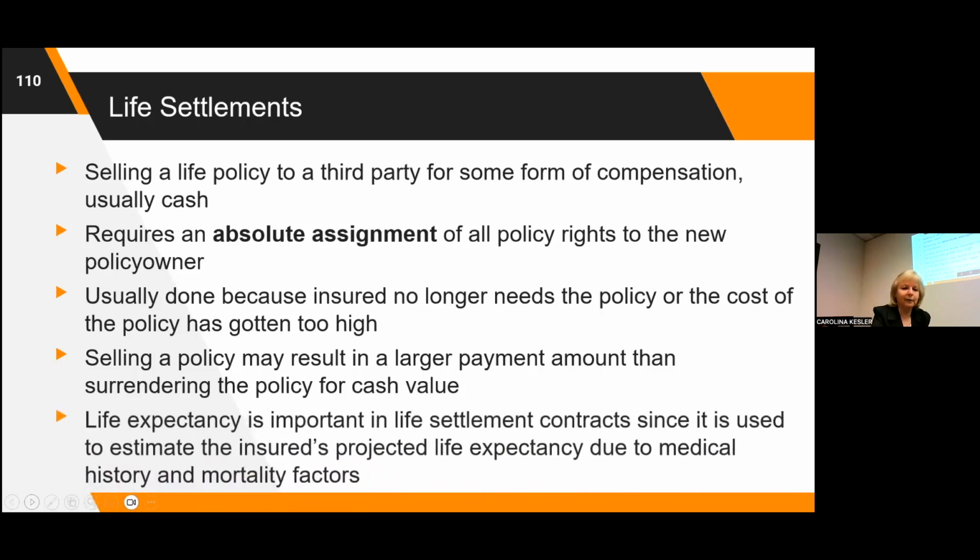They would lose their money if they were betting on me. My mom lived to 96. I plan to be 100, you know. Life expectancy is important in life settlement contracts since it is used to estimate the insurer's projected life expectancy due to medical history and mortality rates.